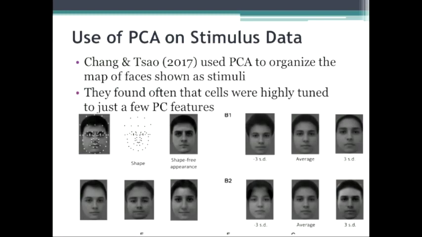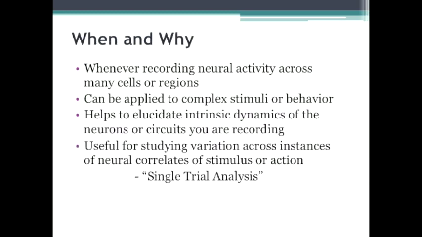What Doris Tsao did was to segregate the shape from the appearance of the faces, and then do principal components analysis on the dot map of the shape and the texture map of the appearance. And then she found that this almost infinite variety of faces could be pretty well represented in about 50 dimensions, but actually most of the information was in about 10 dimensions. So that's enabled her to really elucidate how primates recognize faces.